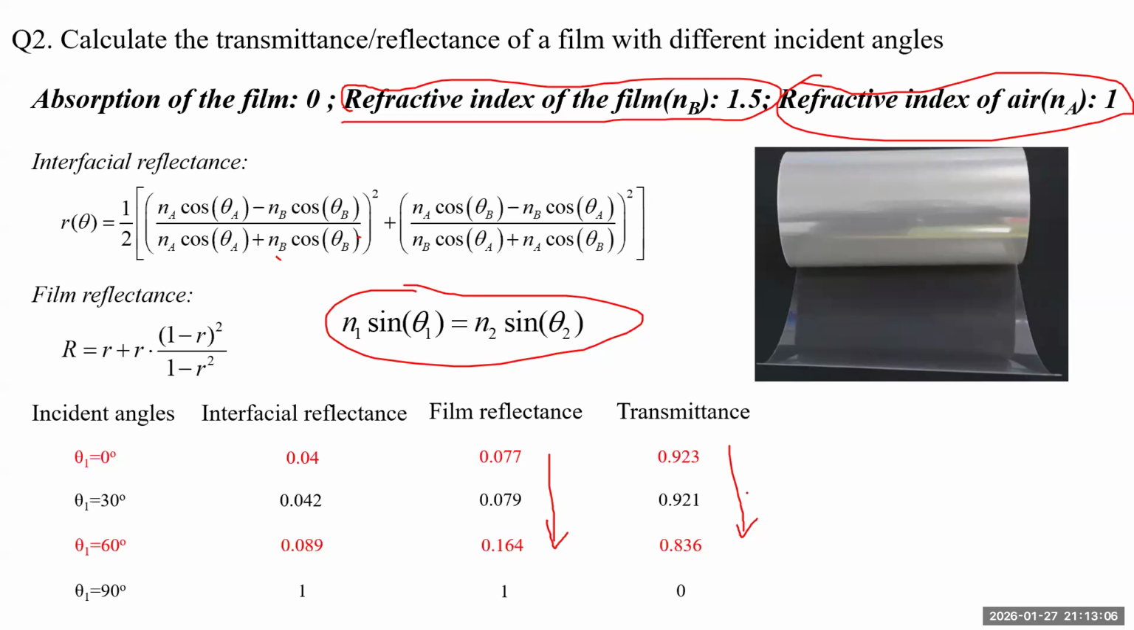Any technical question? We can see with the increase of the incident angle, the film reflectance will increase and the transmittance will decrease. That is why at the beginning I mentioned that understanding the solar spectrum is very important for us to make full use of solar energy, and even for other purposes.